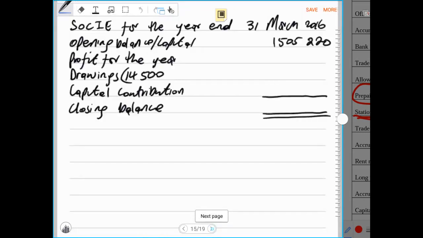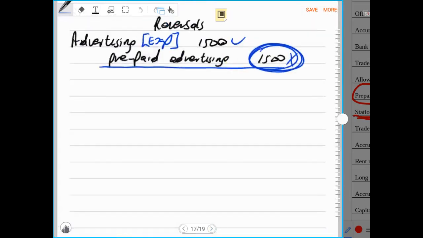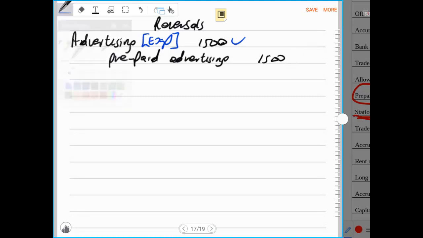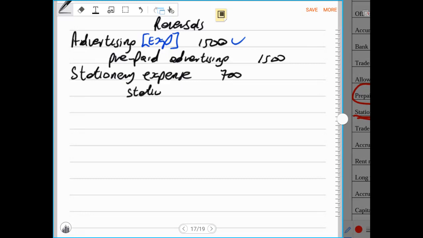So let us do that journal entry or reversal entry once again. We debit our stationery expense by an amount of 700 and we credit stationery on hand. Our stationery on hand is 700 rands.